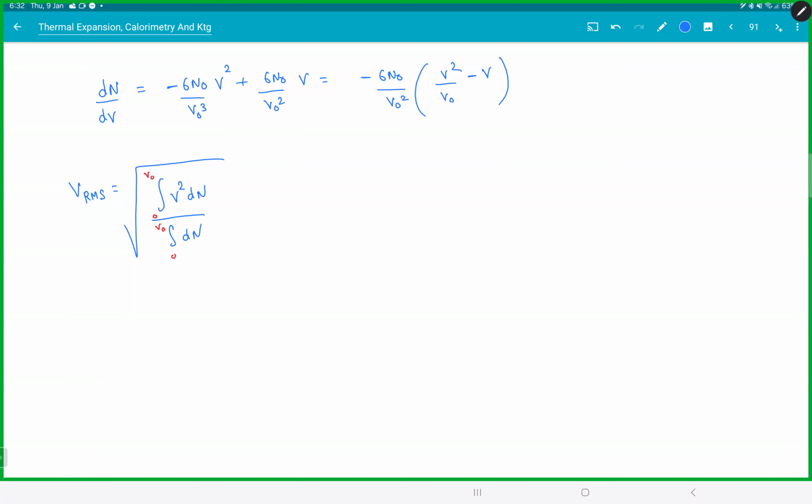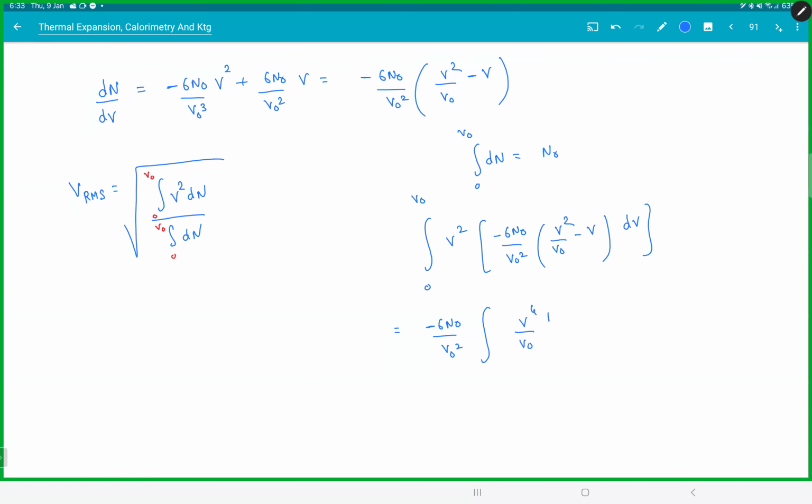Let me show you each integration. So integral dn is fine. That is n naught only. That is the total number of molecules. So there's no need to derive the denominator. Numerator, integral v square dn. What is dn? dn will be minus 6n naught by v naught square into v square by v naught minus v into dv. Six n naught by v naught square is constant. Let's push that out. Then you end up with v power 4 by v naught dv minus v cube dv.